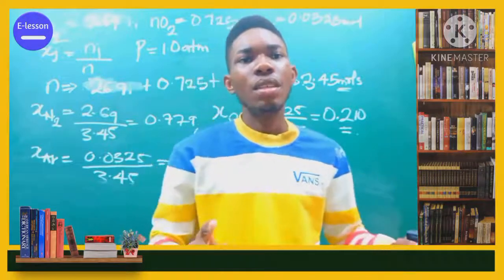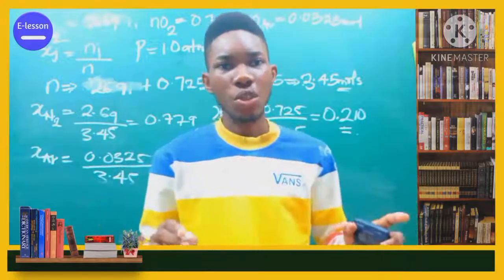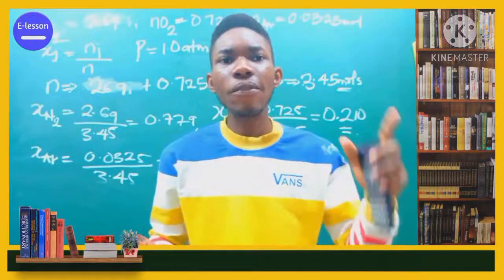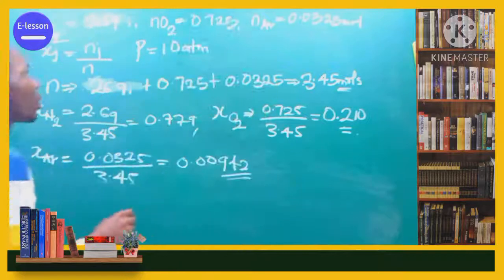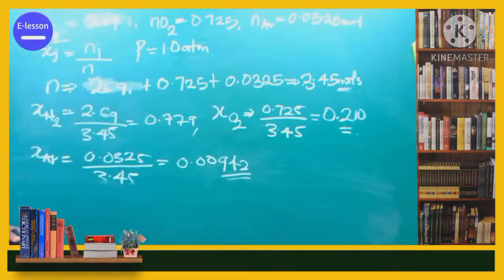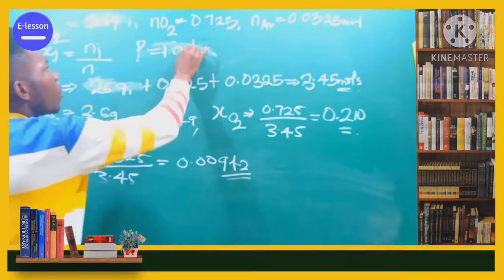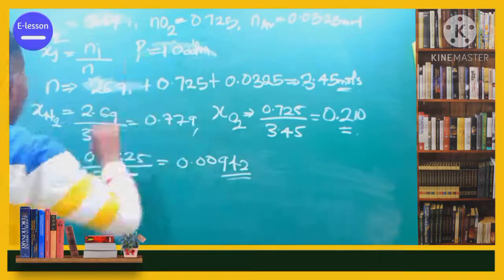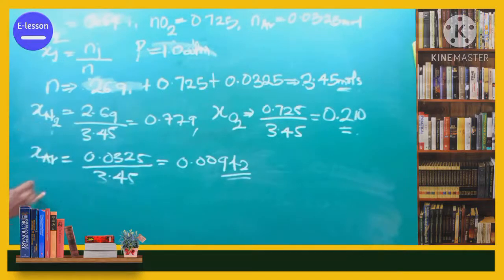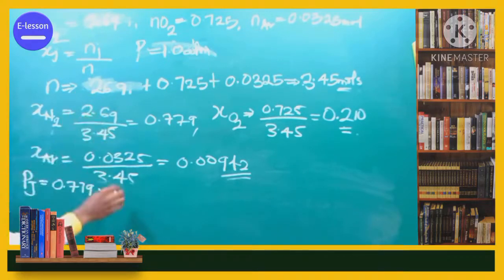So, have we gotten our mole fractions? The next step is to calculate the partial pressures. The partial pressure is equal to the mole fraction times the total pressure. The total pressure is already given to us as 1.0 atm. So calculating, let's start with nitrogen. The partial pressure for nitrogen, Pj, is equal to the mole fraction of nitrogen, 0.779, times the total pressure, 1.